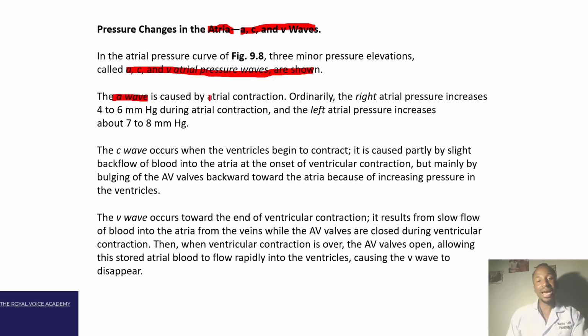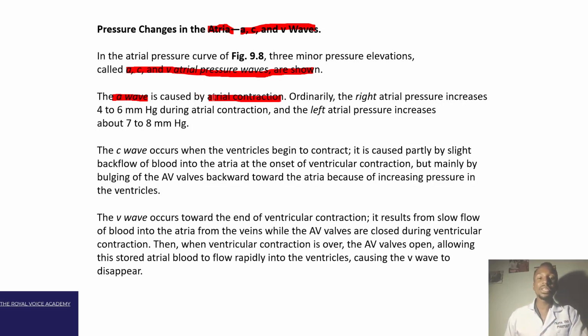The A wave is caused by atrial contraction, because remember we said that the P wave will result in an A wave, because the P wave is an action potential and then contraction, and then I will give you the A wave. Remember, these three waves are pressure waves. They are not action potentials like the P, Q, R, S, and T. P, Q, R, S, and T are action potentials developing. But your A, C, and V are pressure waves.